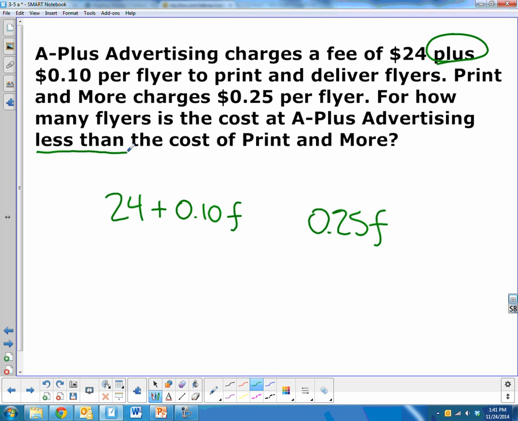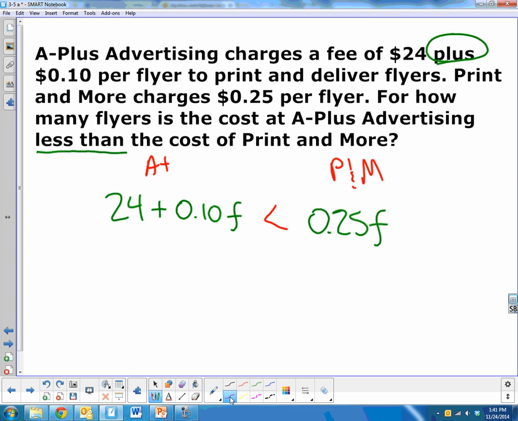For how many flyers is the cost at A plus advertising less than, hey, there's another phrase that we have a math symbol for. For how many flyers is A plus advertising less than the cost of Print and More? Well, this first one was A plus advertising. The second one here was Print and More. And so if I want to know for how many flyers the cost at A plus advertising is less than the cost of Print and More, that's an inequality. I can solve an inequality. I can figure out exactly how many flyers it would be.